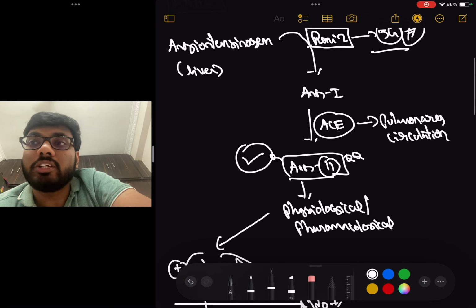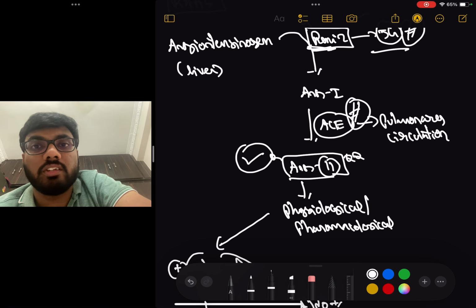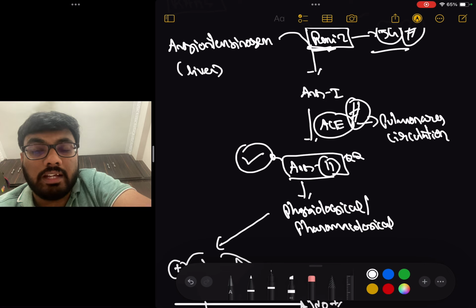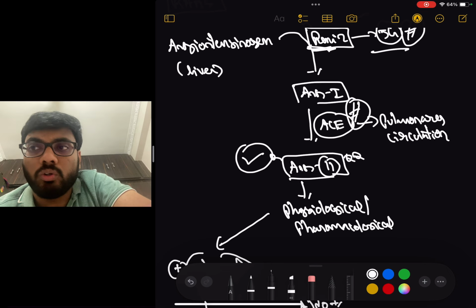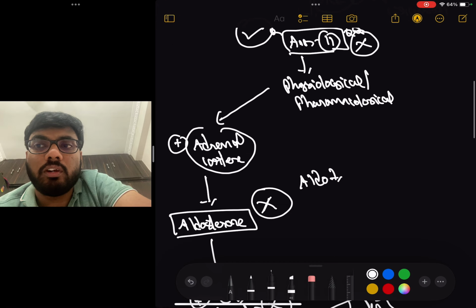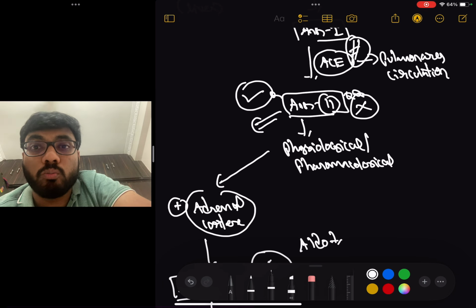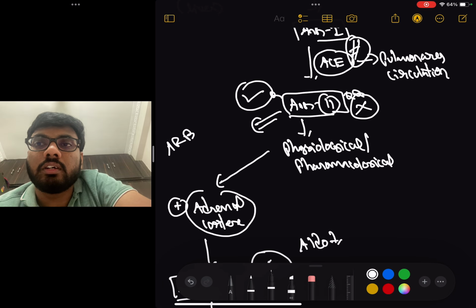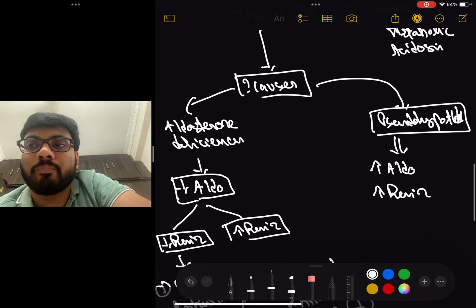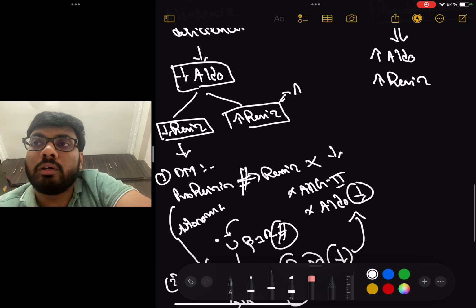Or if a patient is using angiotensin converting enzyme inhibitors, that means the renin secretion is there, but angiotensin 1 cannot be converted to angiotensin 2. If there is no formation of angiotensin 2, the adrenal cortex is not stimulated and there will be no release of aldosterone. Or if a patient is using angiotensin receptor blockers, that is ARBs. So low aldo with elevated renin could be due to primary adrenal insufficiency.